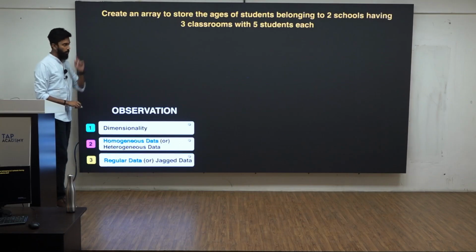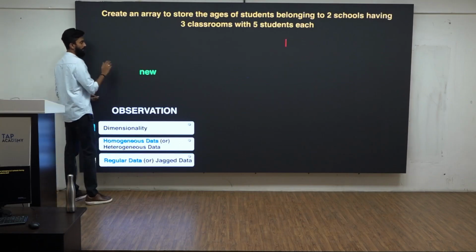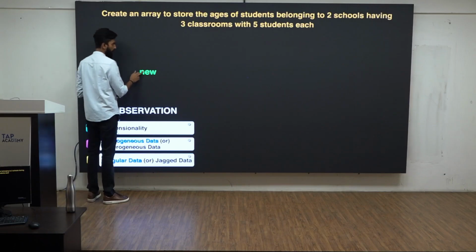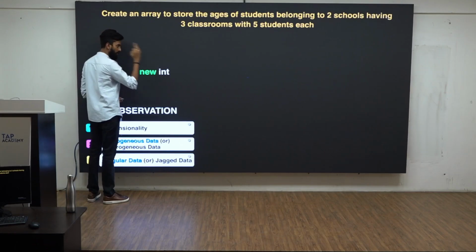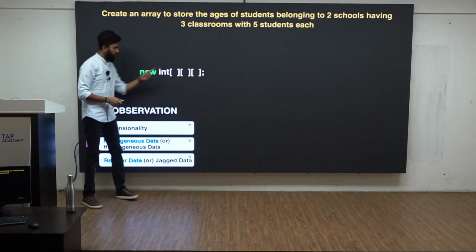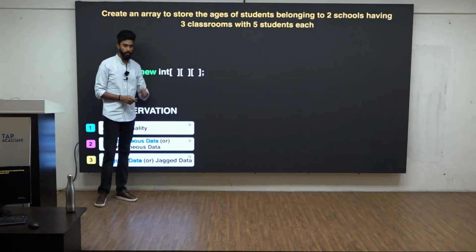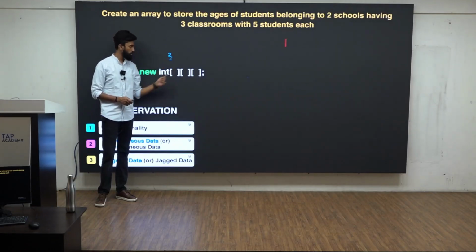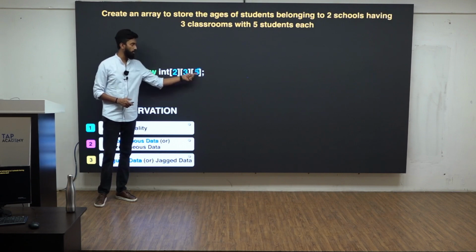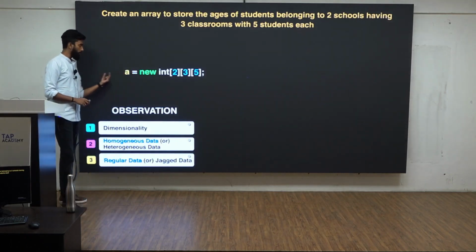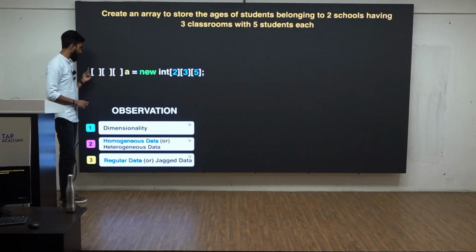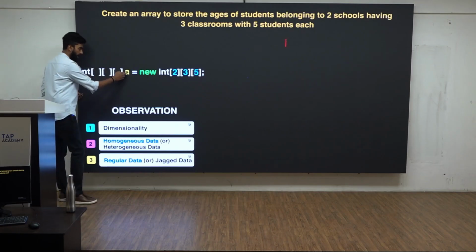Clear till here? Now watch it. Let's start by typing new. JVM gets activated. What I want to store is ages. Ages are integers. Tell me how many dimensions? 3 dimensions. 3 pairs of brackets I will put. School, class, student. Yes? How many schools? 2 schools. Every school has how many classrooms? 3 classrooms. Every classroom has how many students? 5 students. I think you understood how to create. Yes? I will give this a reference A. Tell me how many brackets? 3 pairs of brackets, and I will tell you how to read. A is a 3-dimensional array of integers.